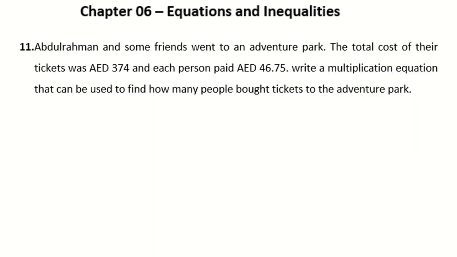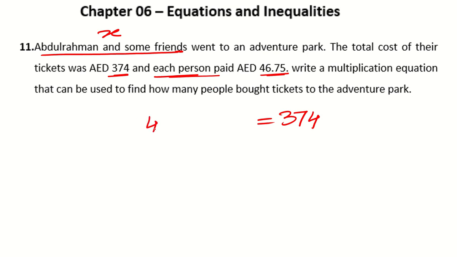Now, next is Abdul Rahman and some friends went to an adventure park. The total cost, Abdul Rahman and some friends, we don't know the number of friends, so let's take it as X, total, okay. The total cost of their tickets was 374. So it was the total cost, and then each person paid 46.75. Each person means price for one ticket was 46.75. Write a multiplication equation that can be used to find how many people bought tickets to the adventure park.